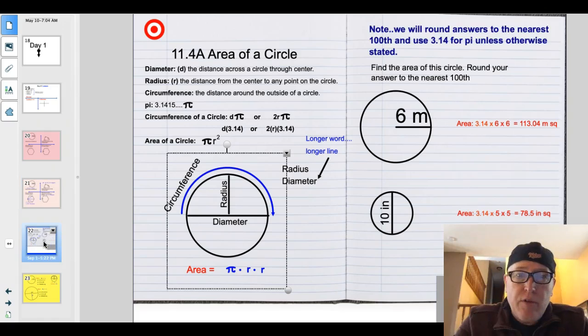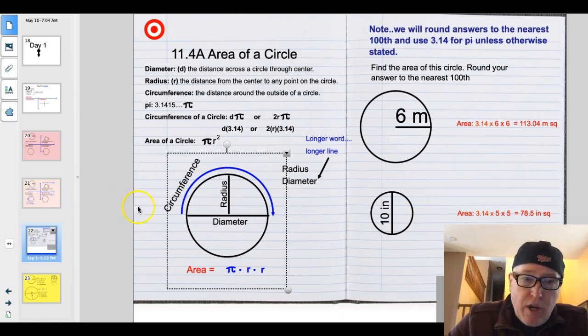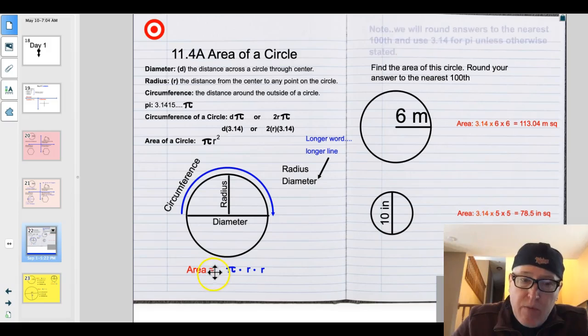Alright, for the lesson today, area of a circle. We've looked at this drawing before. I showed it to you yesterday. Remember, the circumference is the distance around the outside. It's kind of like the perimeter of a circle. The radius is a line from the center to the edge, and the diameter is the line that goes all the way across. Today we'll be using this formula here, pi r squared.